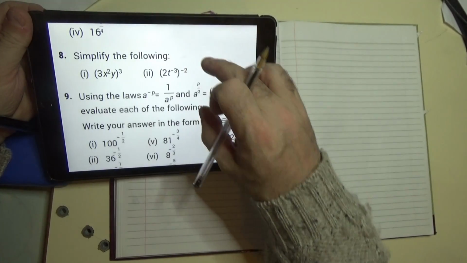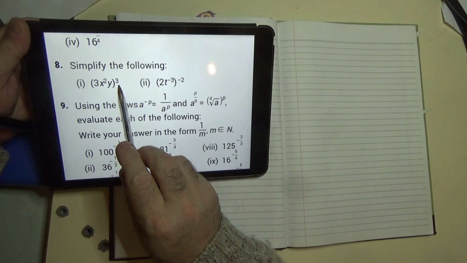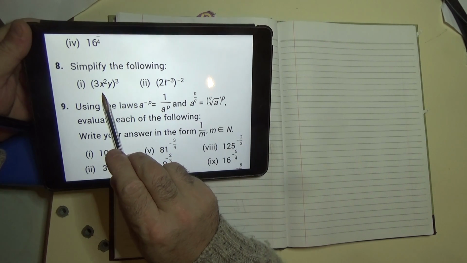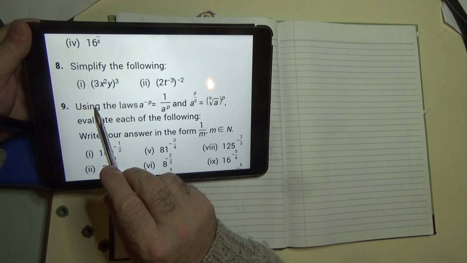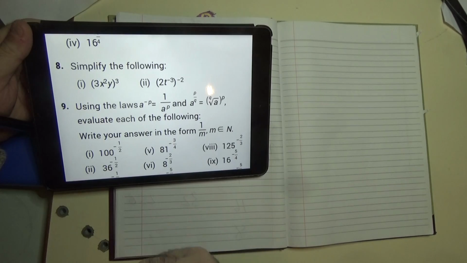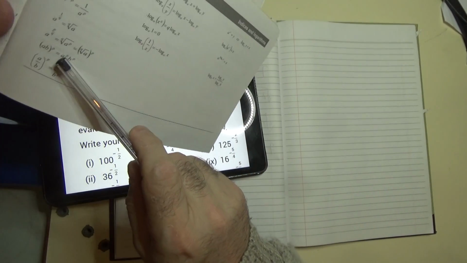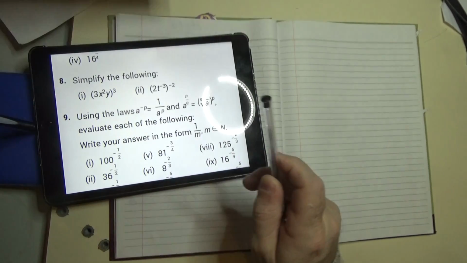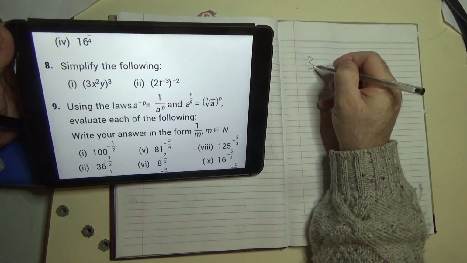And we're down to question 8. So in question 8 we're distributing a power over multiplication. It's rule 8, the second from the bottom in your tables. So we're going to write it down as it is first.